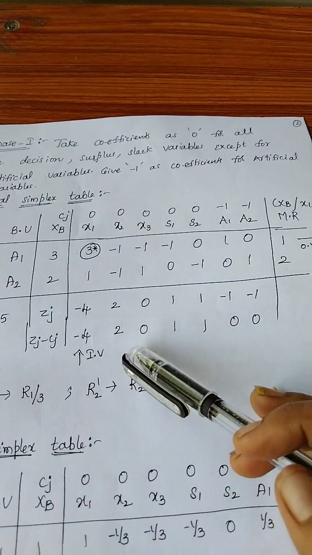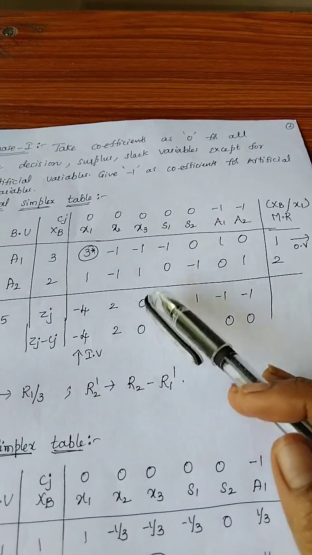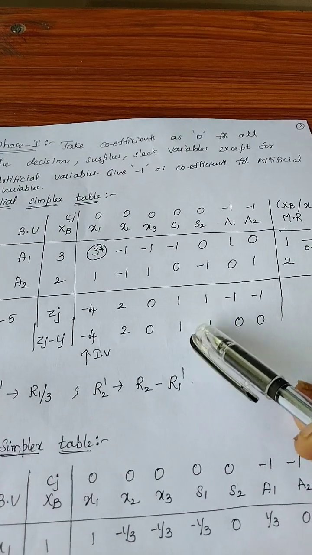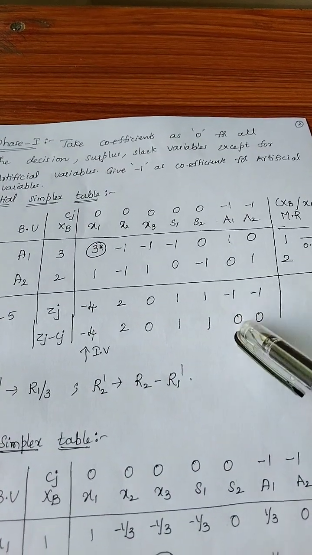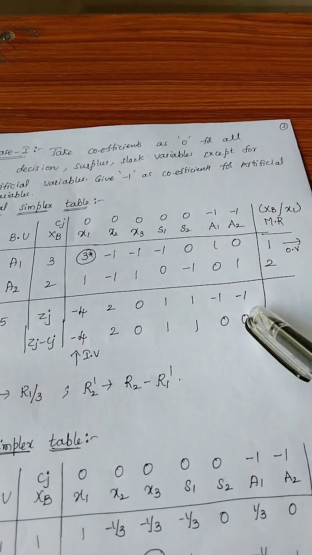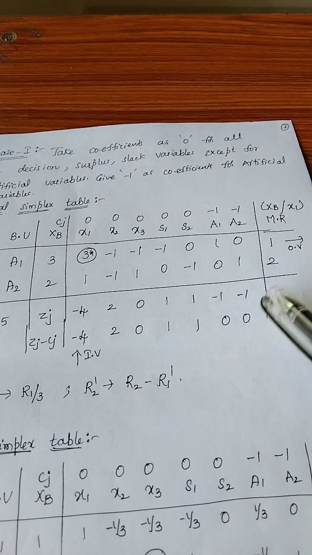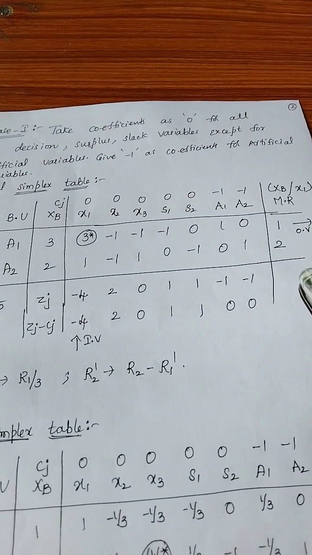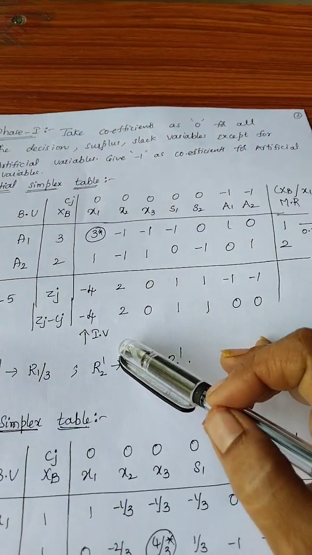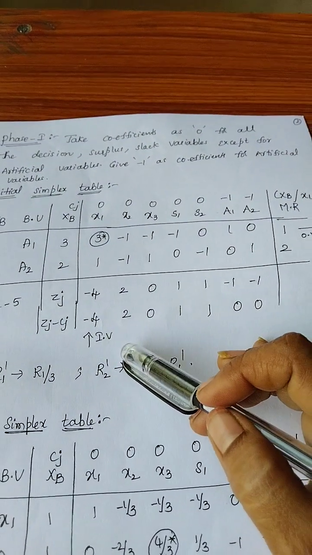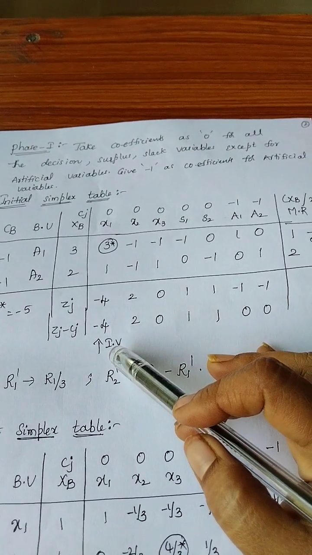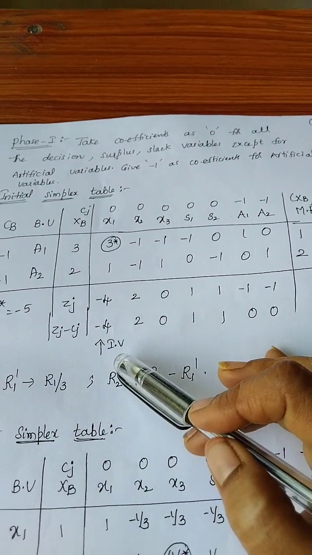2 minus 0, plus 2. 0 minus 0, 0. 1 minus 0, 1. 1 minus 0, 1. 0 minus of -1, you are going to get +1. Here it is 0. Now, what is the most negative value? This is the most negative value, which is nothing but -4. So this is your incoming variable.